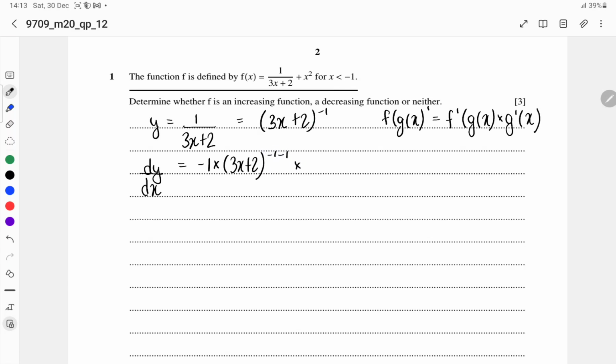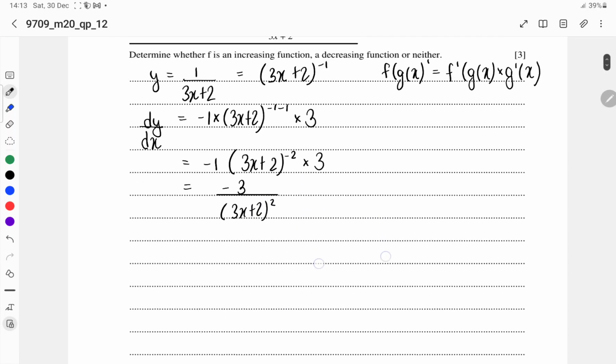And then, because of the chain rule, we have to differentiate the inner function. The differentiation of 3x + 2, we know, is simply 3. Right, so this is going to be equal to -1(3x + 2)^-2 into 3. So this is going to be equal to -3 over (3x + 2) whole squared.